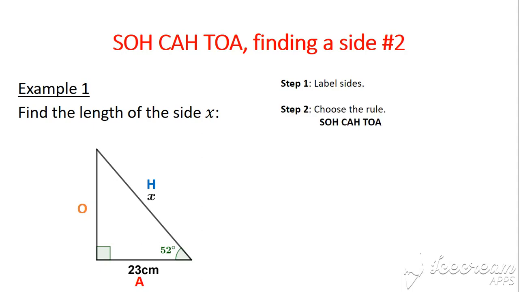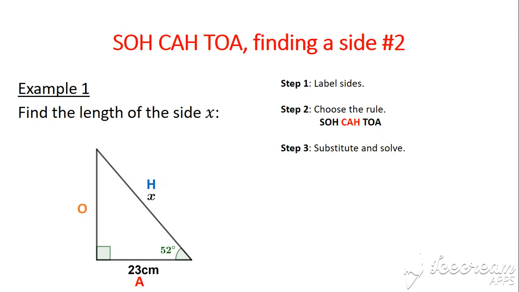Right, step 2, we're going to pick the rule. It's the SOH rule, the CAH rule, or the TOA rule. Now, how do we do that again? In this example, we know the adjacent's 23, and we're trying to figure out the hypotenuse, h. So the rule must have an A and an H in it. So it must be my CAH rule.